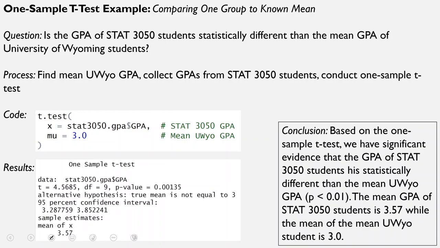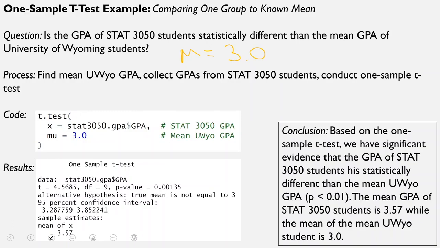However, we know that maybe the mean GPA of UW, making it up, of course, but we'll just say that mu here equals 3.0. Okay, that's our known mean. And then we just collect the GPA of Stat 3050 students and then conduct a one sample t-test.